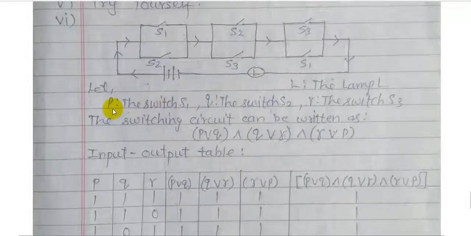So we consider three different statements. P for the switch S1, Q for the switch S2, and R for the switch S3, and L for the lamp L. The switching circuit can be written as, means symbolic form of the switching circuit can be written as, what is this? They are in parallel, so we write P or Q because of S1 and S2, P or Q. Then using AND, because it is single connection here, AND S2 or S3, that is Q or R. Again AND S3 or S1, that is R or P, right? R or P, because it is commutative.